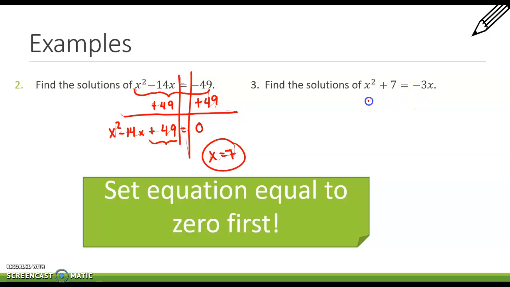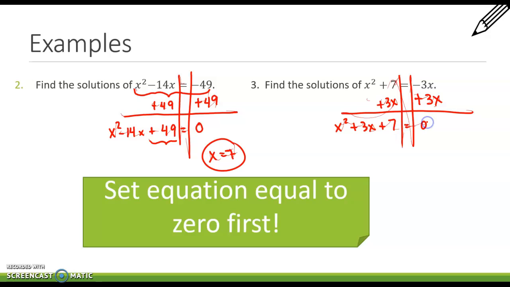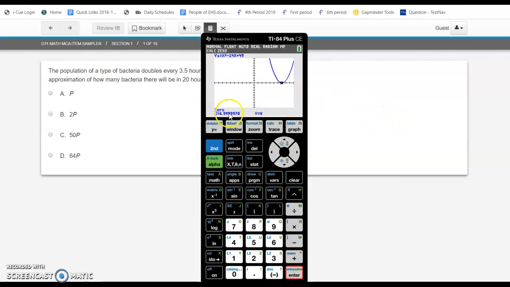Okay, the other one, I can't graph it yet because it's not equal to 0, so I first have to add 3x to make sure that it's equal to 0 before I can start. So I'm going to add 3x. I have x squared plus 3x plus 7 equals 0. Now I'm going to grab my calculator and graph that related function. So I have y equals x squared plus 3x plus 7. Graph that.